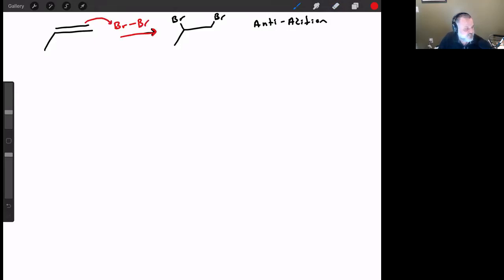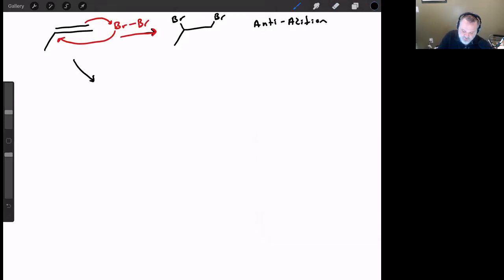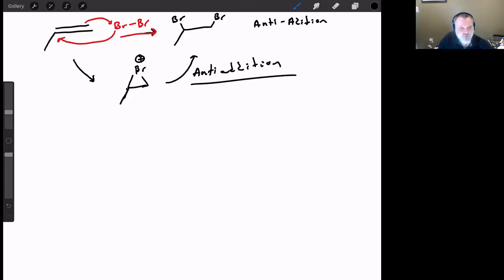It did involve this nucleophilic attack to the Br, but it also involved another one back into the double bond. And so that created this cyclic bromonium ion intermediate. And that's why we had anti-addition, because the bromine can only add to one side.